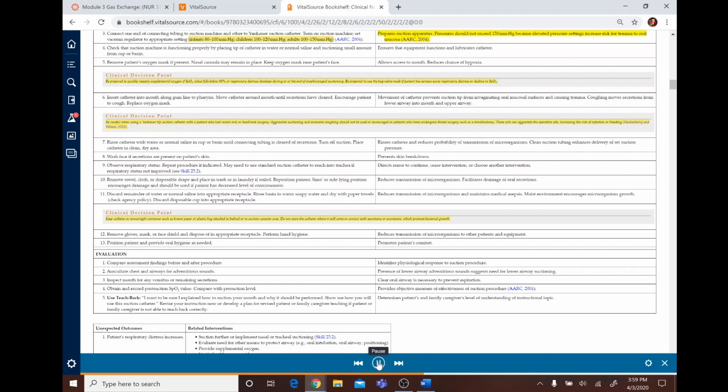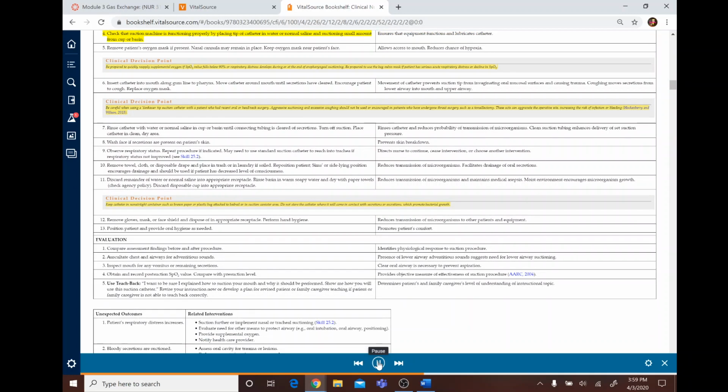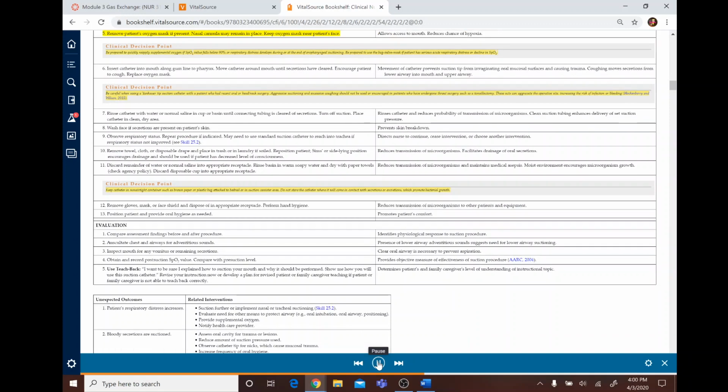mucosa, AARC, 2004. 4. Check that suction machine is functioning properly by placing tip of catheter in water or normal saline and suctioning small amount from cup or basin. Ensures that equipment functions and lubricates catheter. 5. Remove patient's oxygen mask if present. Nasal cannula may remain in place. Keep oxygen mask near patient's face. Allows access to mouth. Reduces chance of hypoxia.